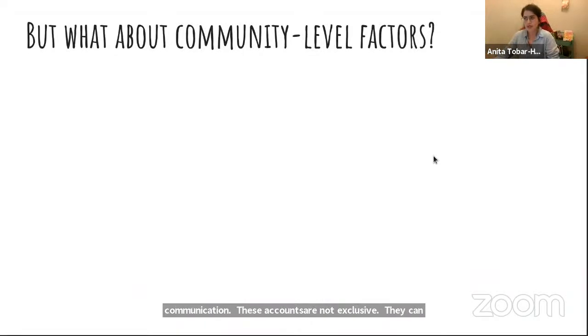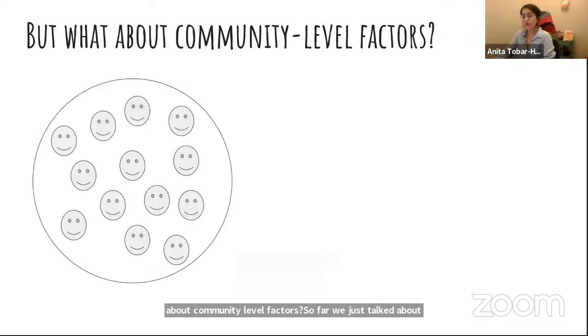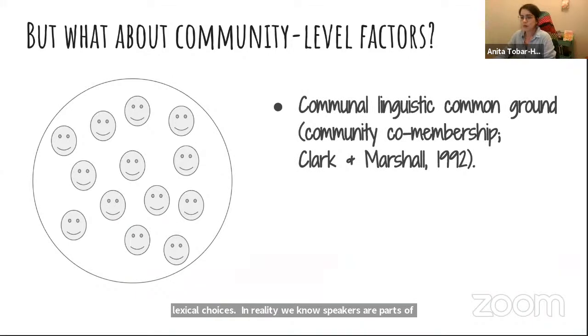But what about community level factors then during dialogue? So far, we've just talked about how personal common ground or interpersonal factors can affect how speakers make lexical choices during dialogue. But in reality, we all know that speakers do not act in isolation. They are all parts of broader linguistic communities which share general patterns of language use. Or in other words, the members of a speech community share communal linguistic common ground depending on their community co-membership.